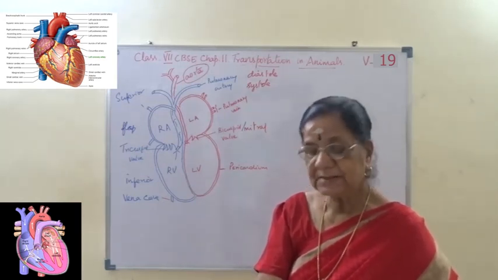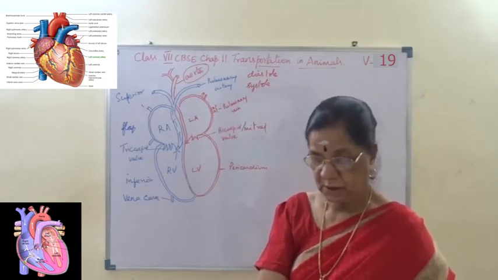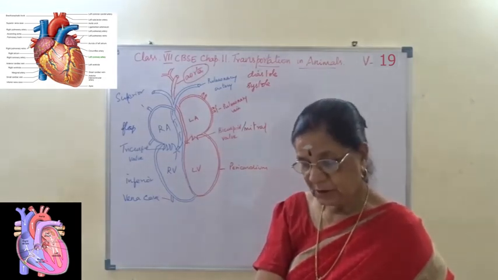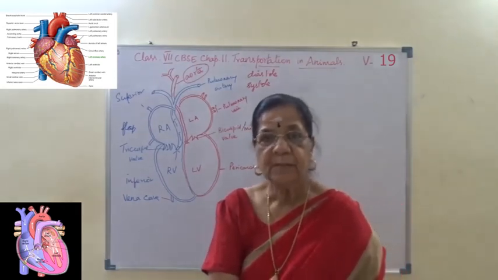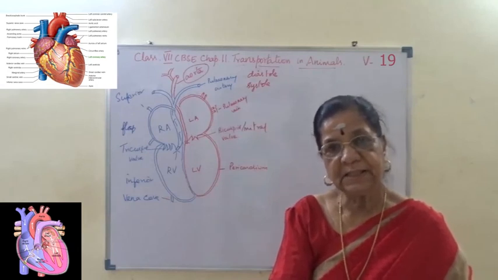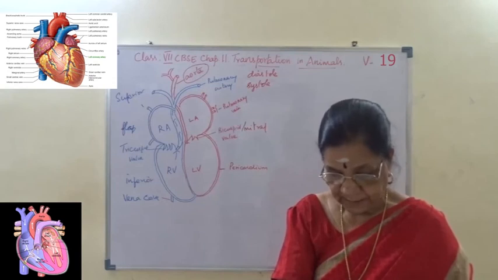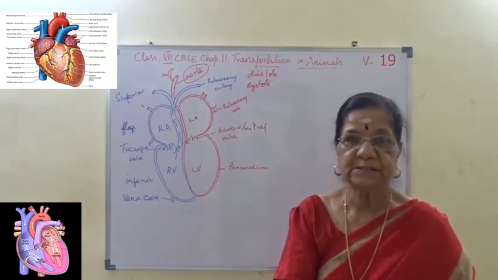Whereas veins carry blood from organs to the heart. They carry deoxygenated blood except the pulmonary veins. The wall is thin and elastic. They are found superficially and valves are present.